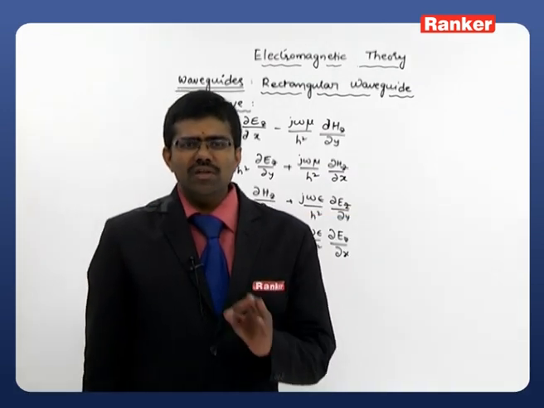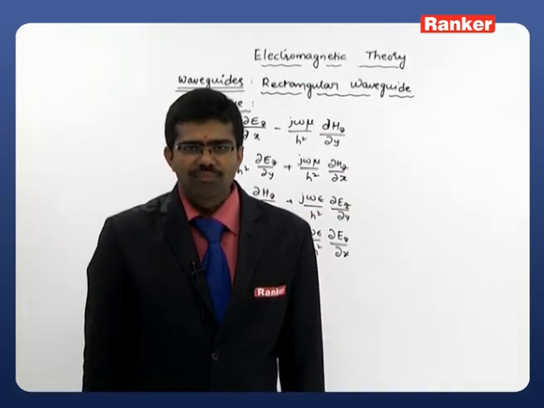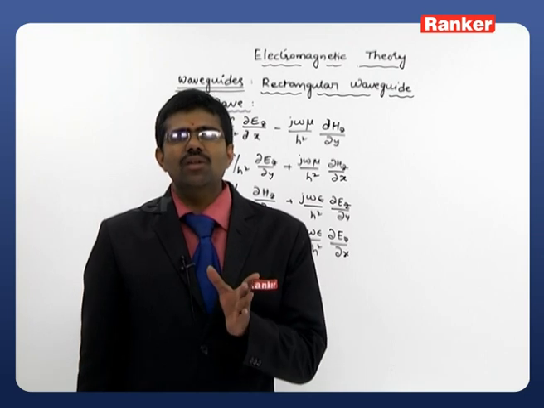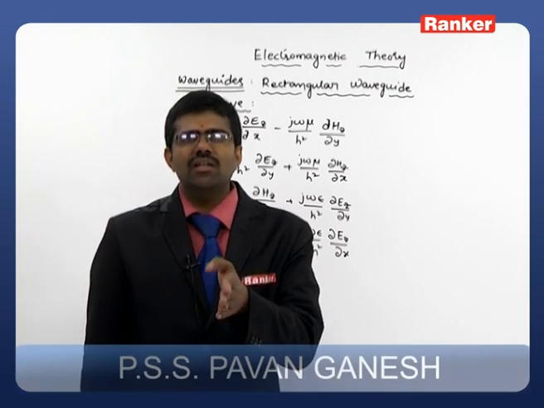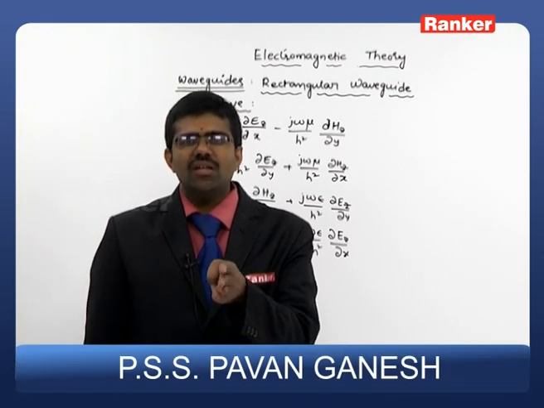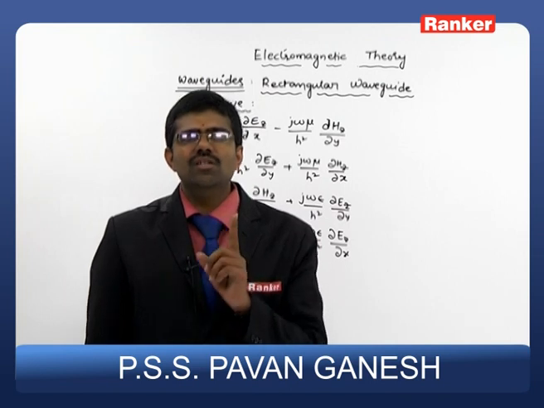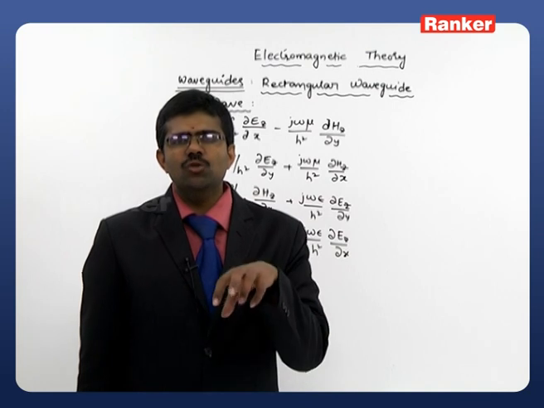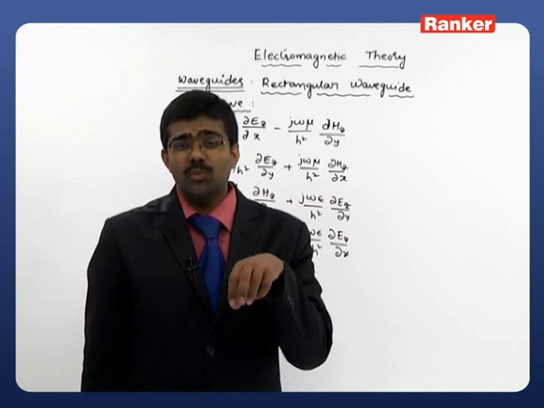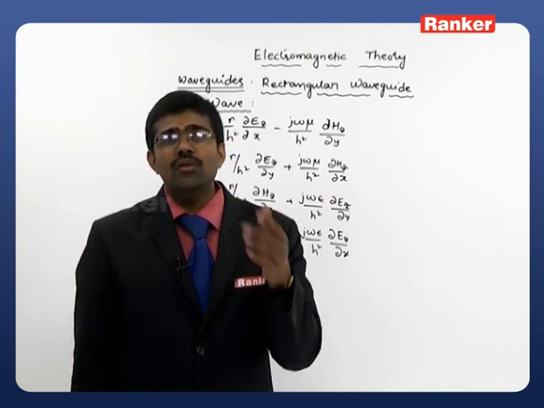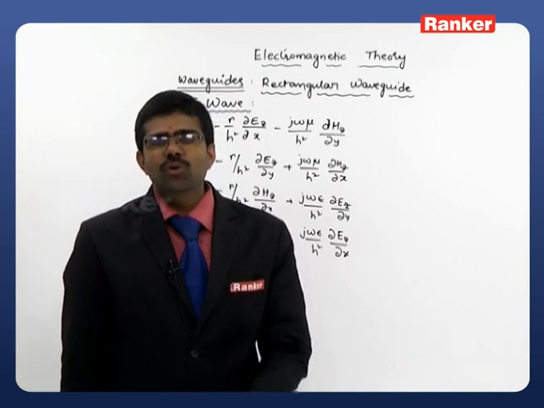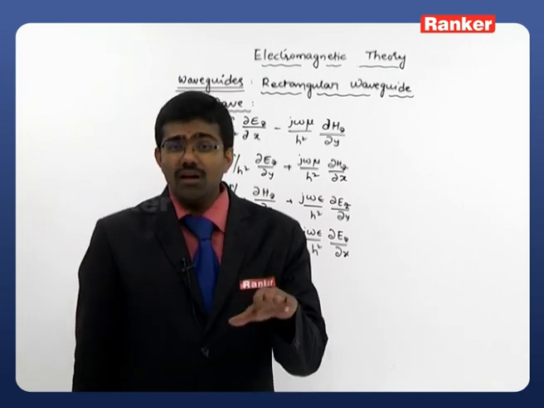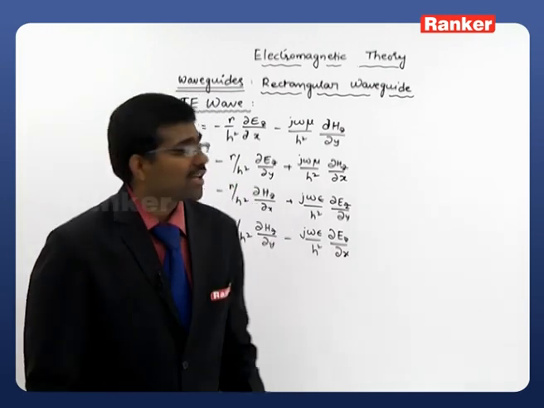We will go for exclusive analysis of the transverse electric wave. As I said, for the transverse electric wave, there will be no electric field component in the direction of z. The electric field component is always perpendicular to the direction of z if the wave is travelling in z direction. So, in our example, we are assuming that the rectangular waveguide is placed along z direction and the wave is travelling in z direction. Therefore, there will be no field component along z direction for transverse electric wave.